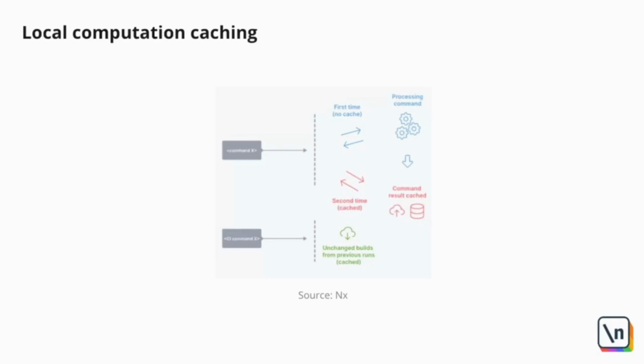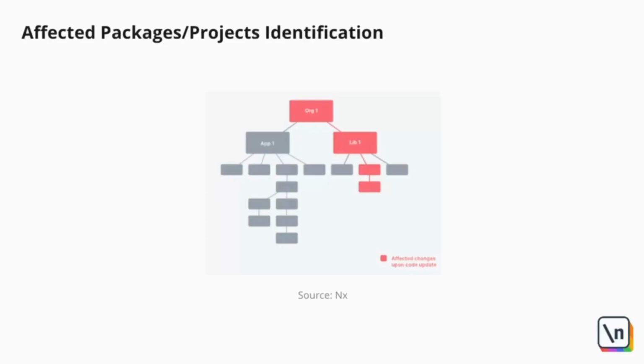Local computation caching. The ability to save and review task outputs as well as store files for future reference ensures that repetitive building and testing of identical output on the same machine becomes a thing of the past. Affected packages identification. The system should determine which projects stand to be impacted by changes within the repository. This entails identifying modified projects or those that rely on them, regardless of the level of dependency.